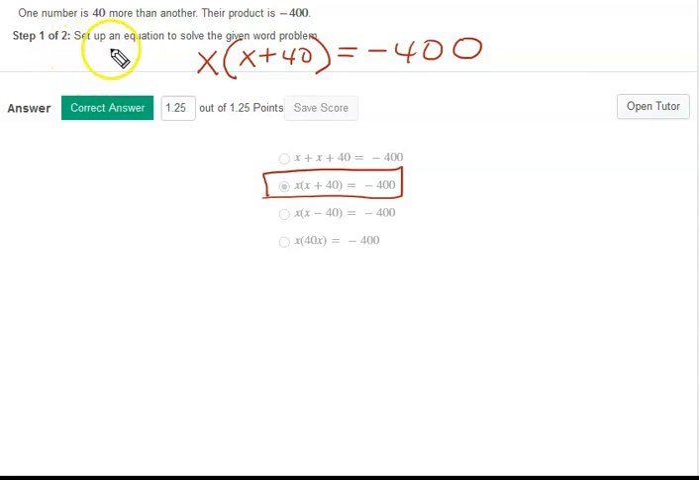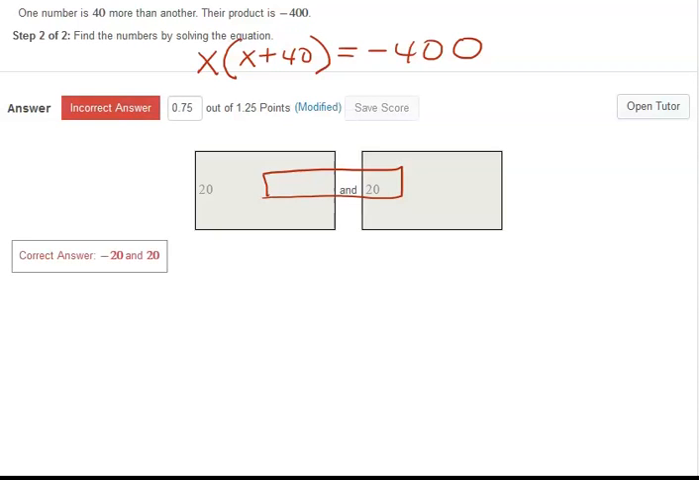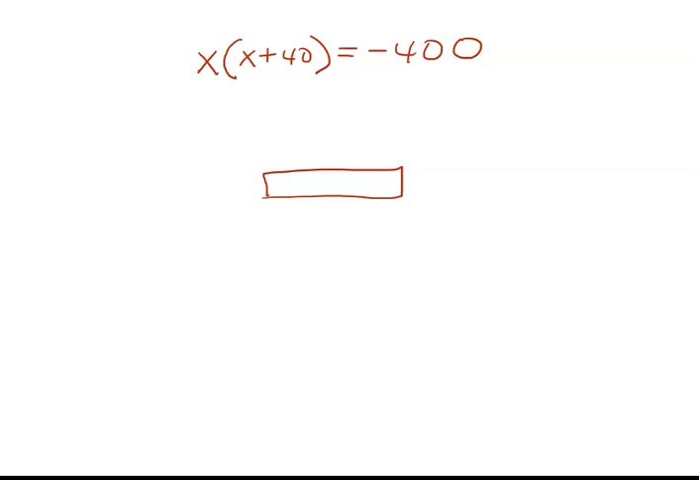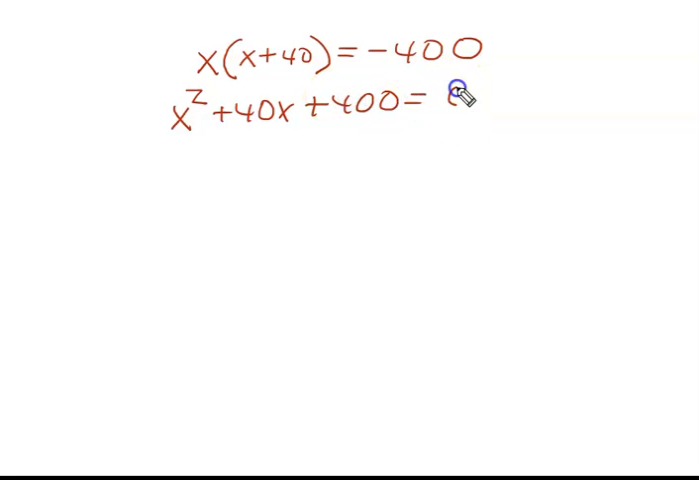Now they want us to probably solve this too. So let's go to the next screen. Yes. All right, let's solve this by going to our whiteboard, erasing this. So this will be x squared plus 40x plus 400 equals 0.